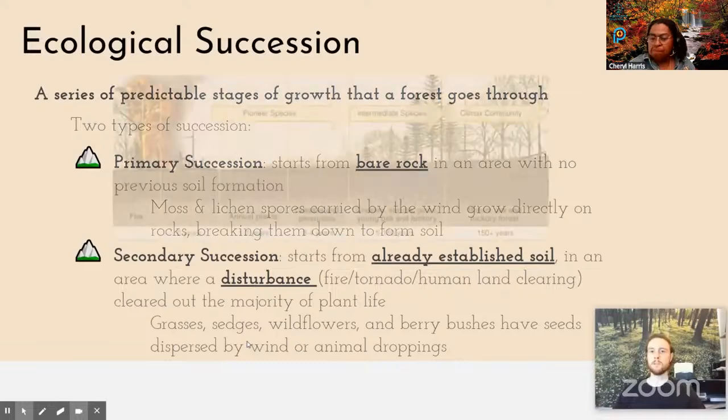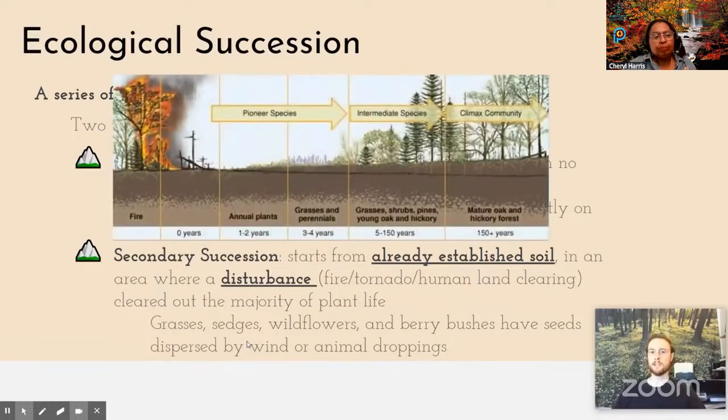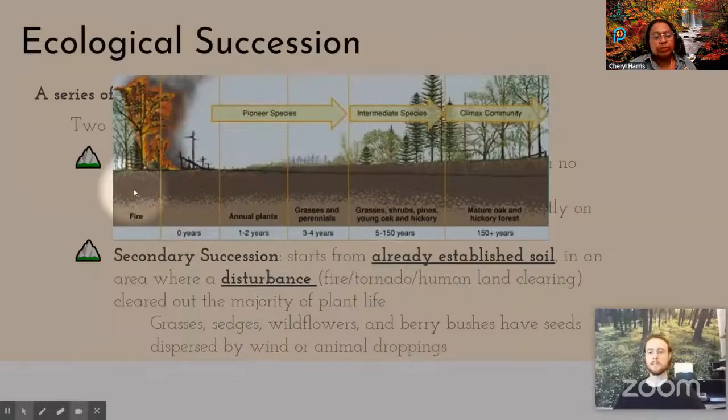So if we look at a diagram of secondary succession, you'll notice the big difference is that there is established soil already existing. It's just that a disturbance has cleared out the existing plant community, and that leaves the soil open for these pioneer species to come in and start to take root.